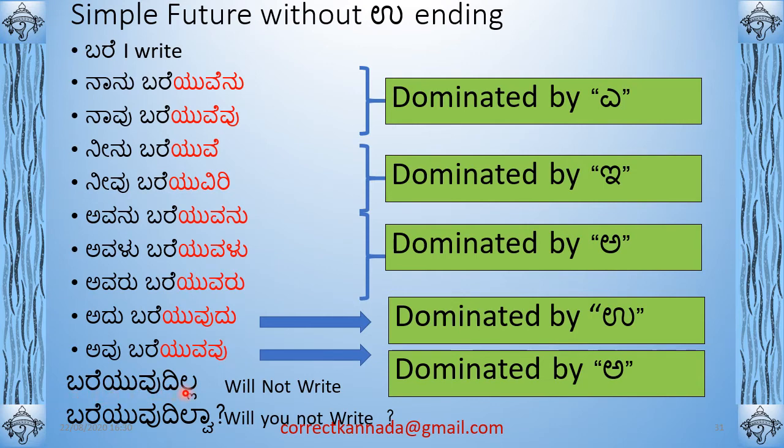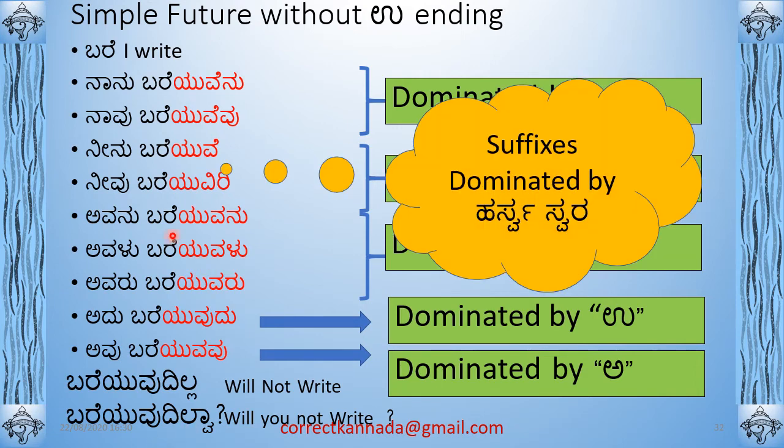From then, ಬರೆಯುವುದಿಲ್ಲ. I will not write. ನಾನು ಬರೆಯುವುದಿಲ್ಲ. Will you not write? ಬರೆಯುವುದಿಲ್ವಾ? ನೀನು ಬರೆಯುವುದಿಲ್ವಾ? Like that. So that's basically your simple future. Okay. So again, it is dominated by harsva. And remember that it's a marriage between simple present and simple past. So if you just go through the three patterns, you will understand it.